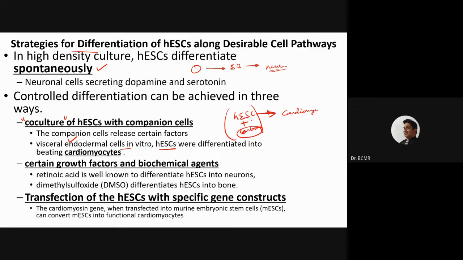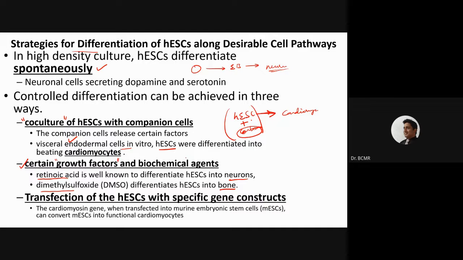There are other ways, like growing them with certain growth factors, as I discussed about conditioned medium and so on. That means you use a different type of condition, growth factor, or biochemical agent, because of which human embryonic stem cells start differentiating into a particular cell type. If we add retinoic acid, they tend to become neurons much more readily. If you add DMSO, they become something like bone-like cells. There are many other examples for different tissue types. Okay, we just have to memorize them that way.